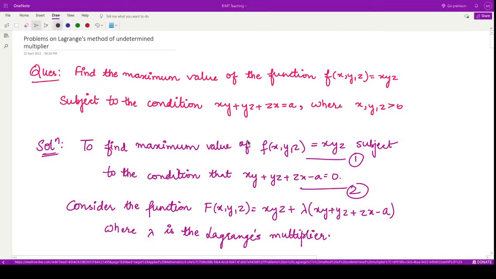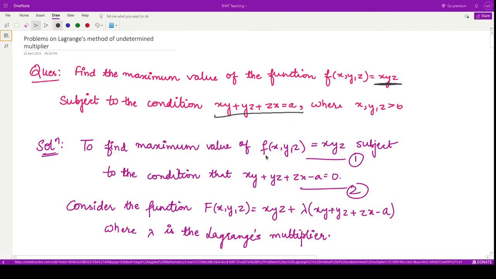Okay, so we see more problems on Lagrange's method of undetermined multipliers. The first question that we see over here is, we have to find the maximum value of the function xyz subject to the condition xy plus yz plus zx is equal to a, where x, y, z are greater than 0. So this is the given function whose maximum is to be found, and the given condition which relates the variables x, y, z together, that is this one.